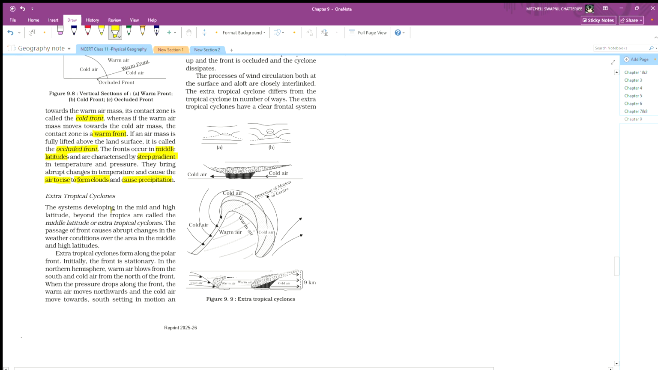Extratropical cyclone. The systems developing in the mid and high latitudes beyond the tropics are called extratropical cyclones.